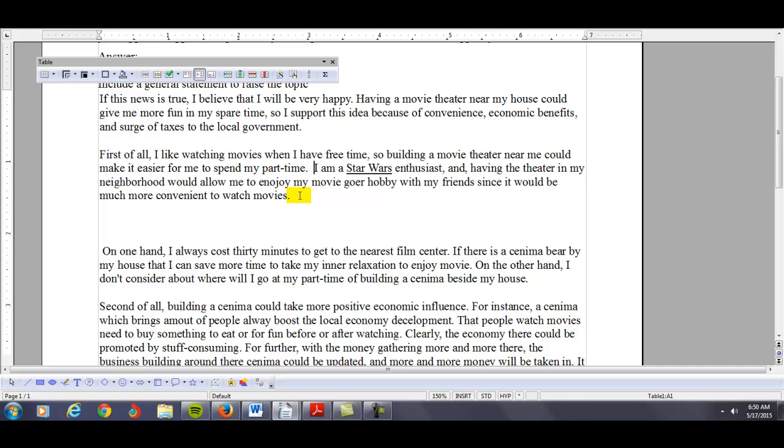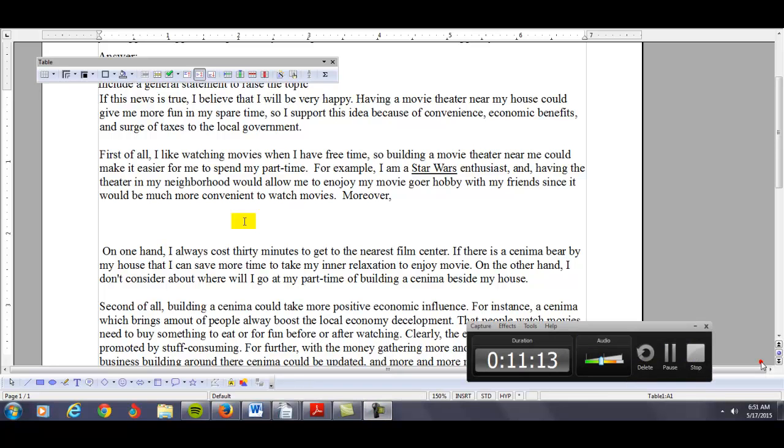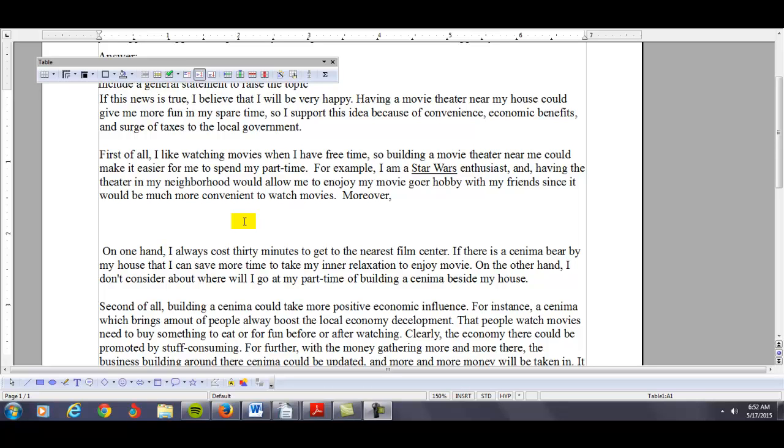So we use the word for example to introduce this idea. Then we'll add to that moreover. Yeah, you're using what's called a symmetry, on one hand, on the other hand. Not sure if it works though. Let's see what we have. So on the one hand, it always cost 30 minutes. Yeah, I don't think I'm going to use that.